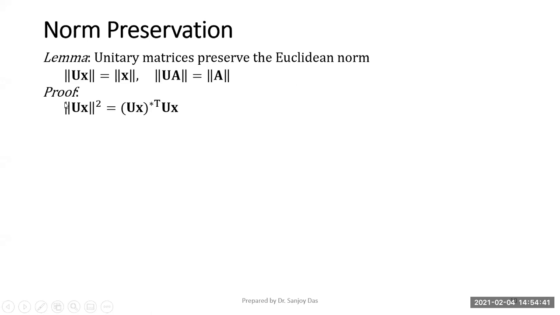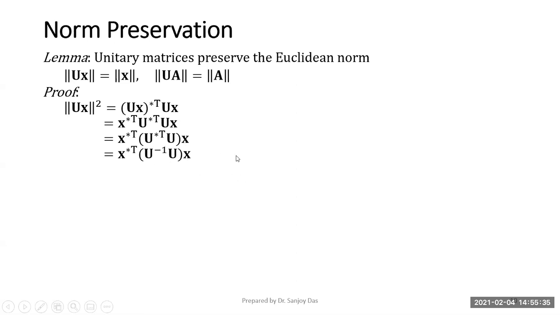Now, the norm of UX squared, we are looking at the Euclidean norm now, is equal to, by definition, (UX) star transpose times UX, right? Which is equal to, now let me open up this parenthesis here, I'll have to flip the order of appearances. So X star transpose times U star transpose times UX, which is equal to, now I'll place parentheses here, X star transpose times (U star transpose U) X.